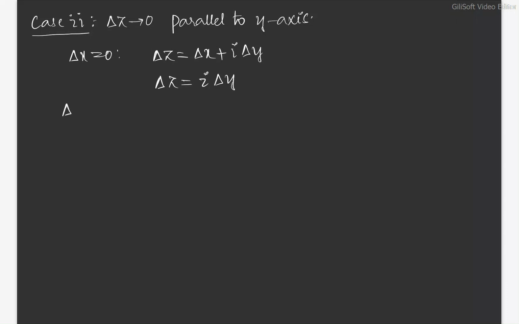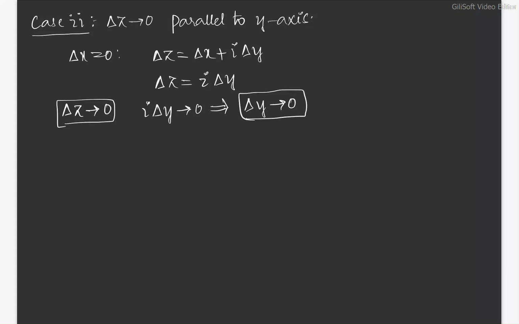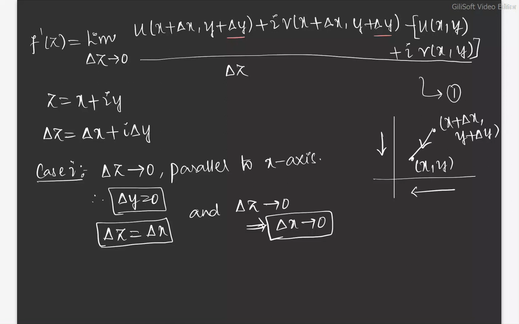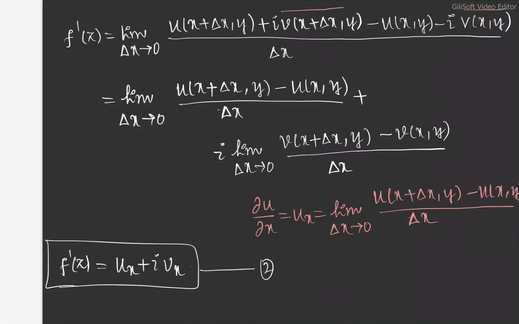So from the limiting value, delta z approaches 0 means i into delta y equals 0. Further, delta y approaches 0, so we can replace delta z approaches 0 as delta y approaches 0. On substituting back, here we will substitute delta x as 0, and here also delta x as 0. We will get the equation 1 in the following form.